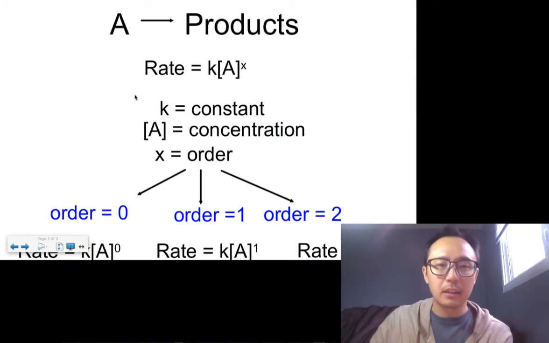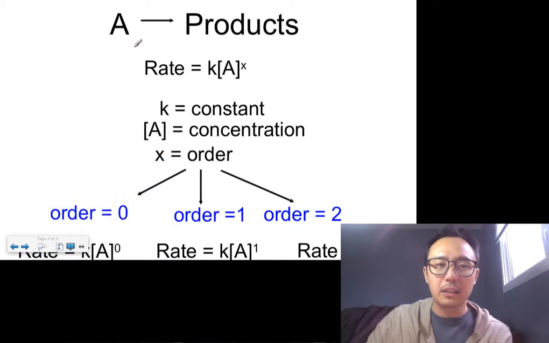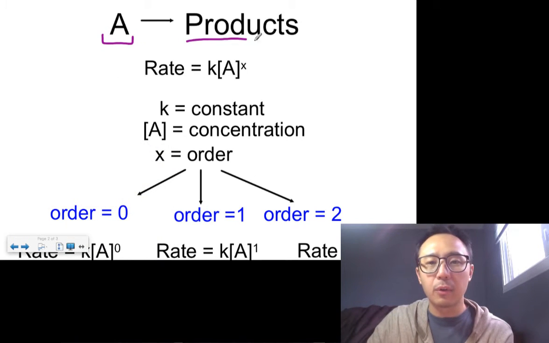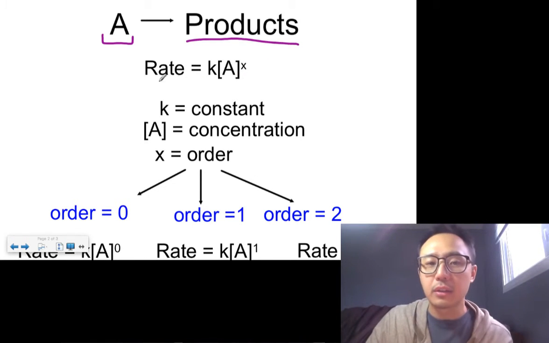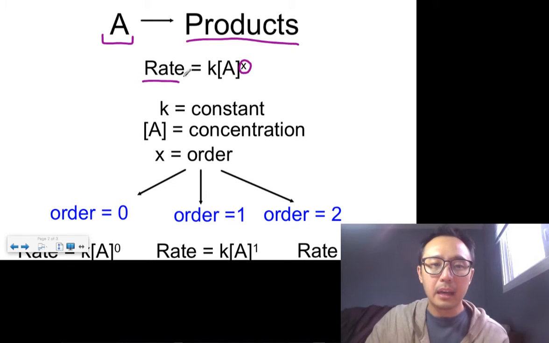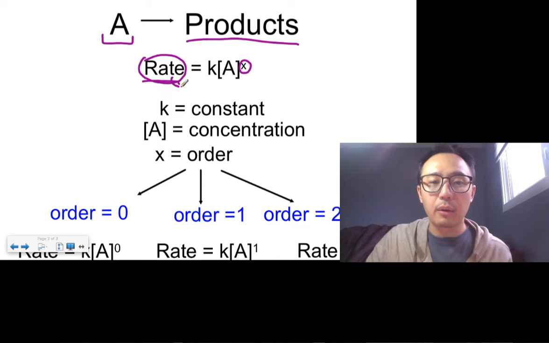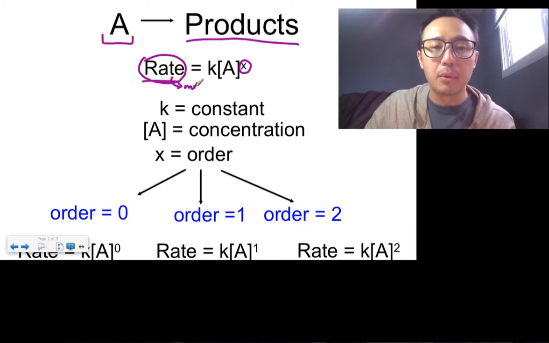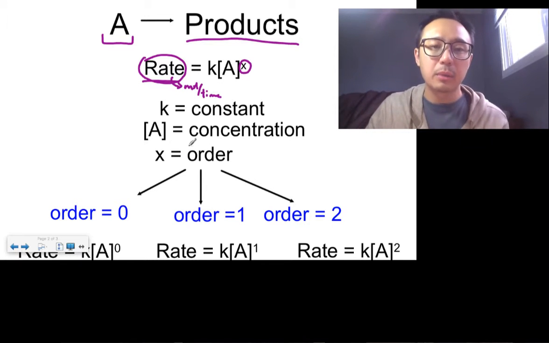So if you look at the breakdown of rate law, let's look at a very simple reaction such as just A decomposing to form the products. The rate equation is that the rate is equal to k times the concentration to the power x. So what's going on here? Again, rate is always going to be something per time. So your units are usually going to be moles over a time unit, whether it's seconds or minutes or hours, depending on how quickly you want your rate to be measured.